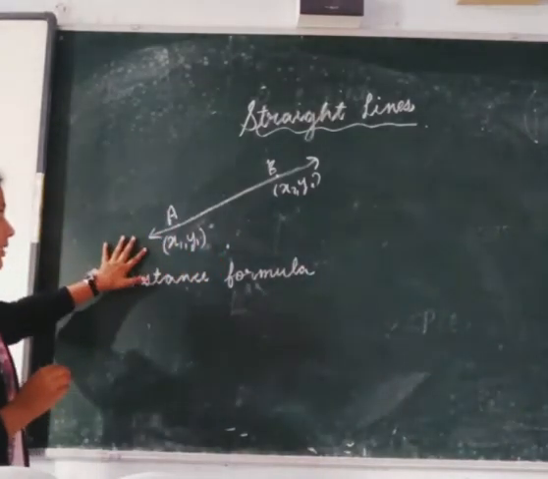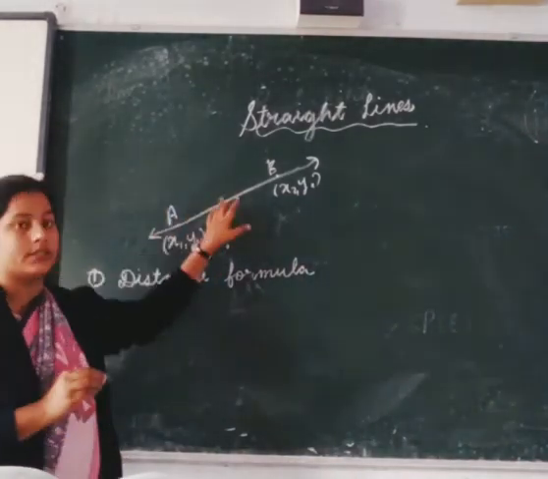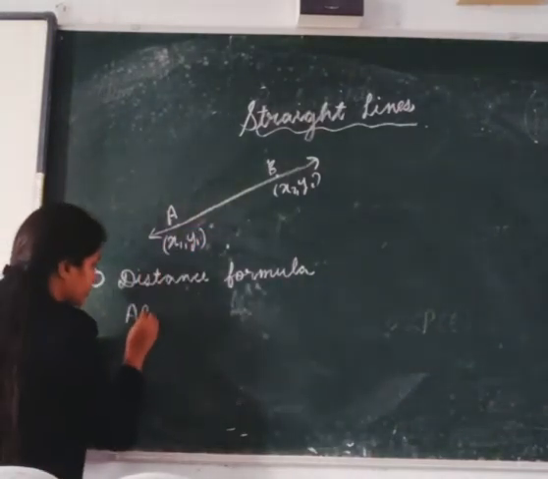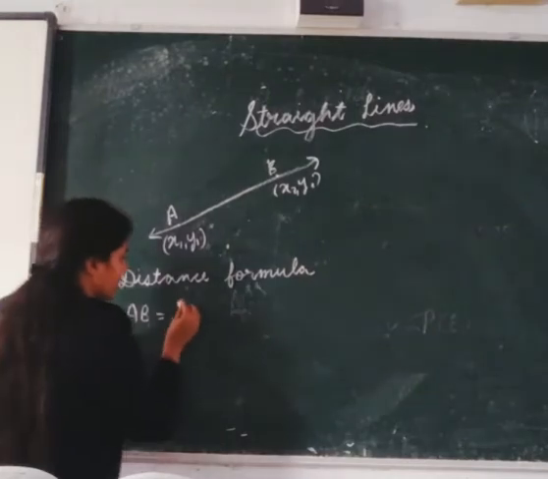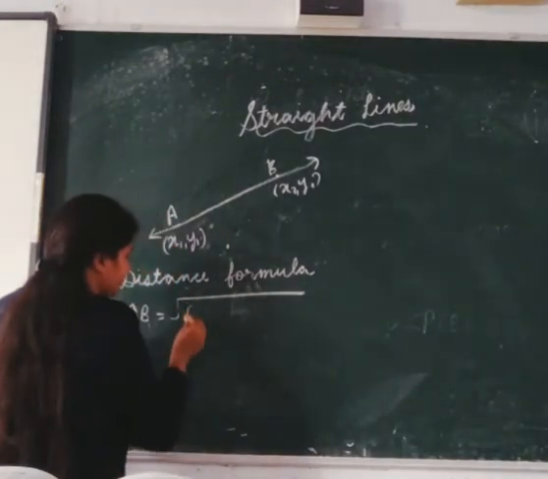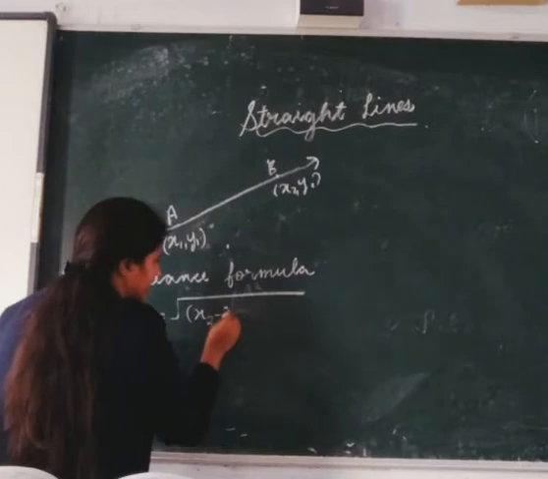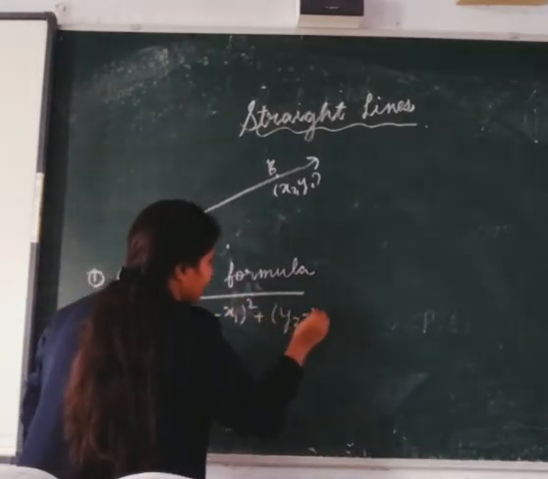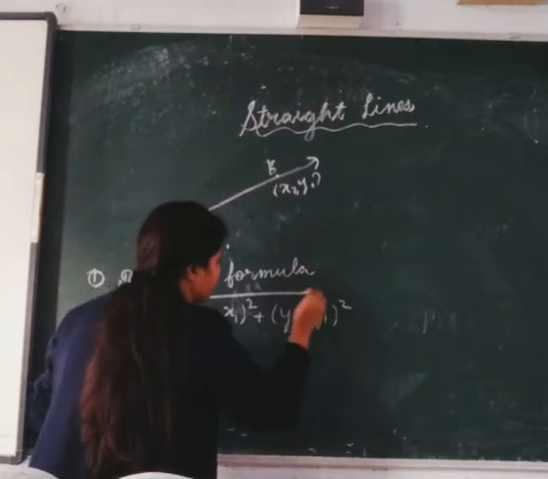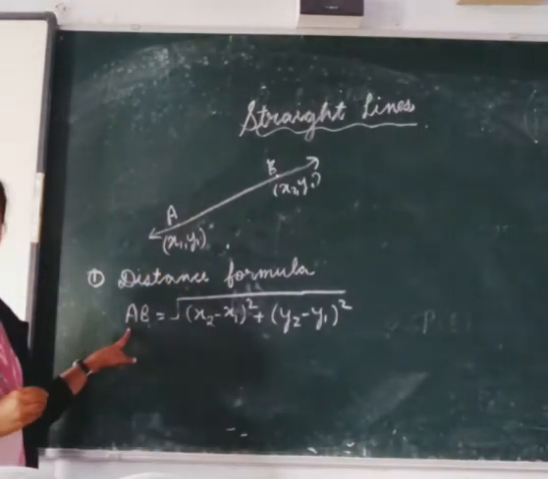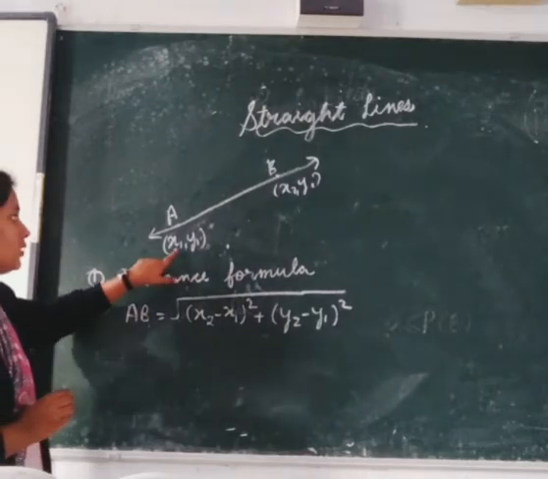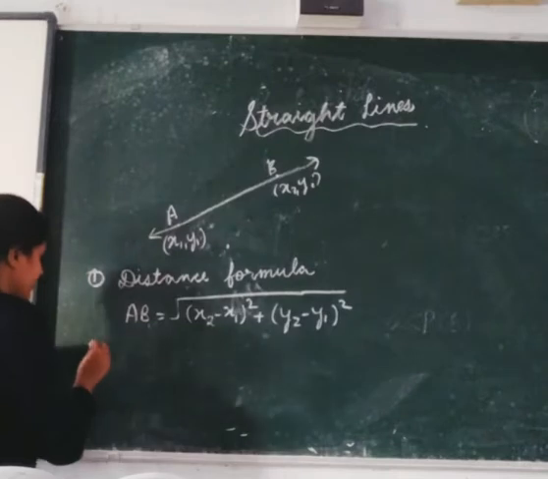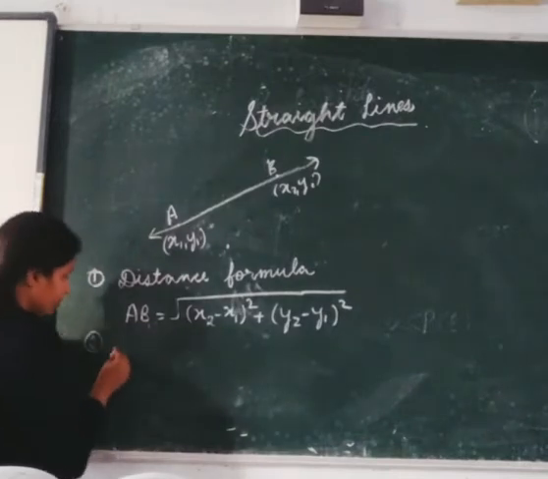Let's suppose we have to calculate the distance from A to B, the distance between these 2 points. So the distance formula is given by the distance AB equals under root of x2 minus x1 whole square plus y2 minus y1 whole square. This is the formula for the distance between 2 points whose coordinates are given to you as x1, y1 and x2, y2. Second one is the section formula.